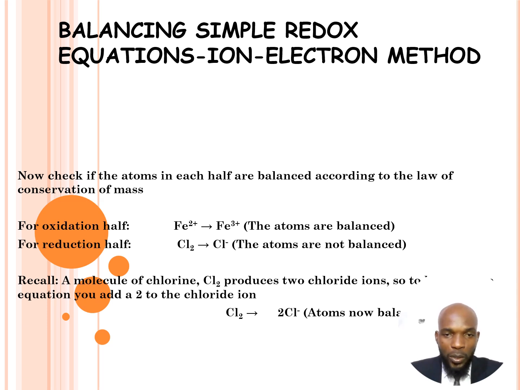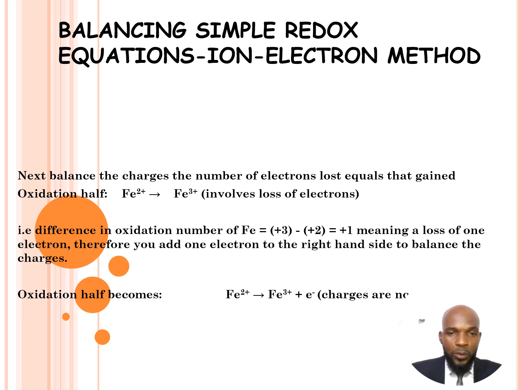So recall that a molecule of chlorine produces 2 chloride ions. So to balance the equation, you add 2 to the chloride ion. Now you can see that the equation is balanced. You have 2 molecules or atoms of chlorine and then 2 molecules of chloride ion. So it is balanced.